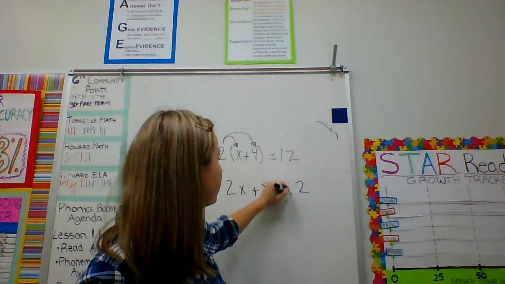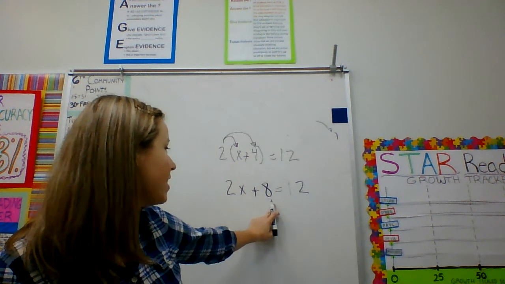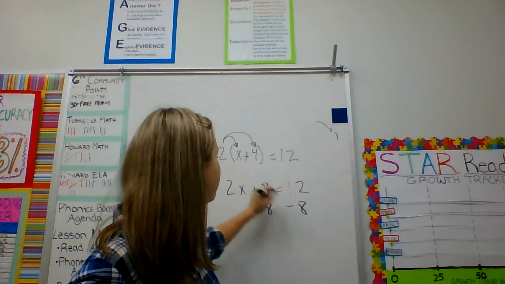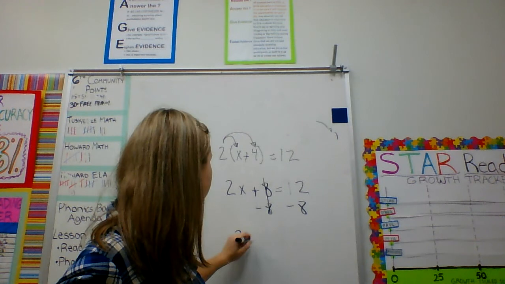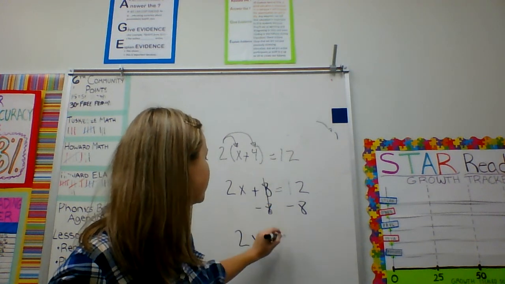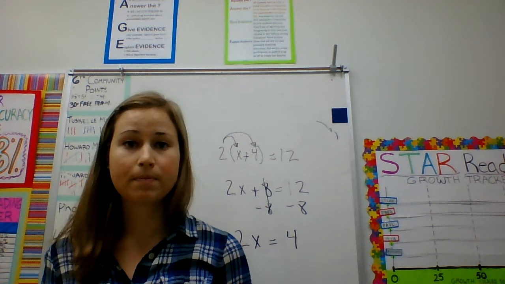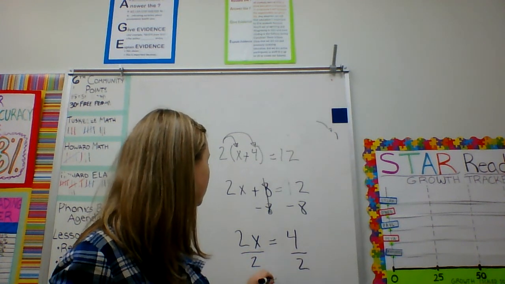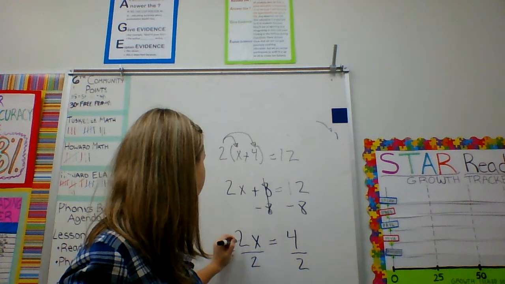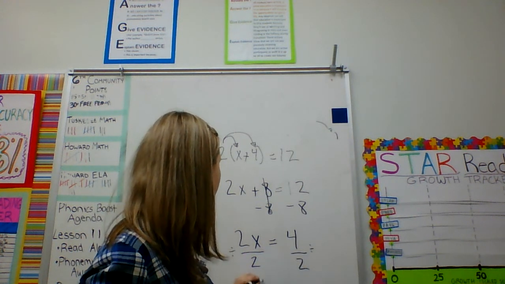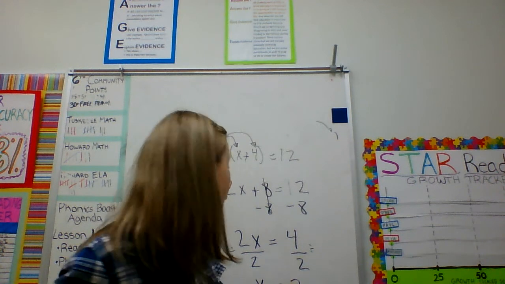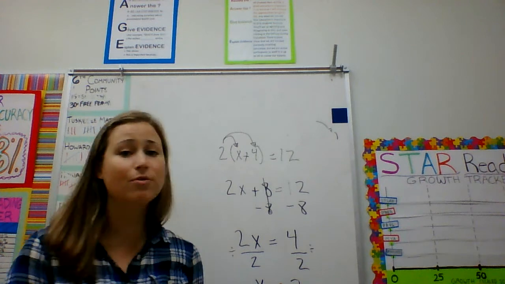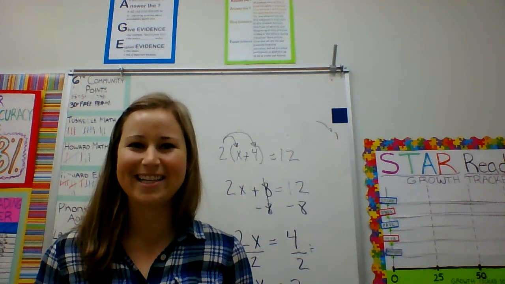Now this is my two-step equation. I see positive 8 on the same side of my variable, so I want to undo it. Subtract 8 from both sides. 2x is equal to 12 minus 8 is 4. Divide both sides by 2. And x is equal to 2, because 4 divided by 2 is just 2. Give yourself a check if you got that on your own. If not, just make sure you find your mistake and correct it.